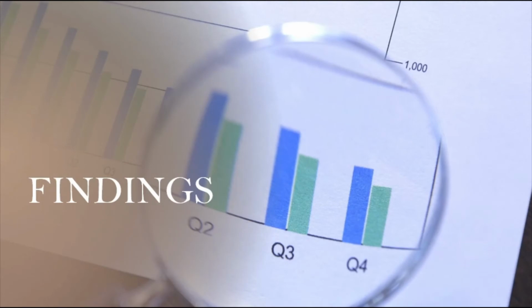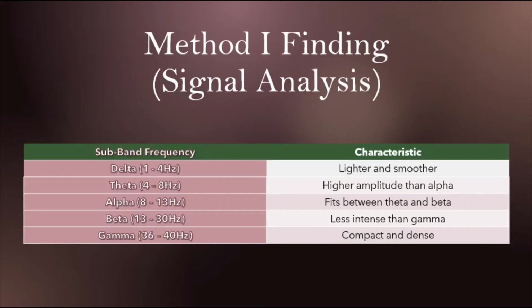Hello, Assalamualaikum. My name is Muhammad Muzaini and I'm going to present on the findings that we get. To be precise, it is Method 1 finding, the signal analysis. From the pre-processing method 1, we managed to decompose the EEG signals into separated subband frequency. Hence, we could also identify the patterns and characteristics of the EEG subband. As in the table, we managed to summarize our finding.